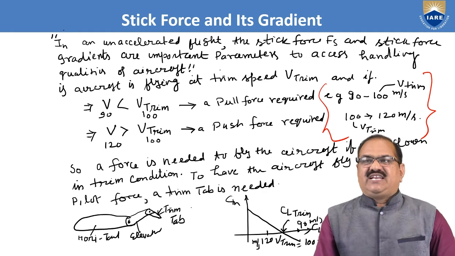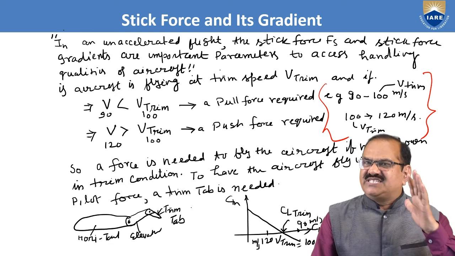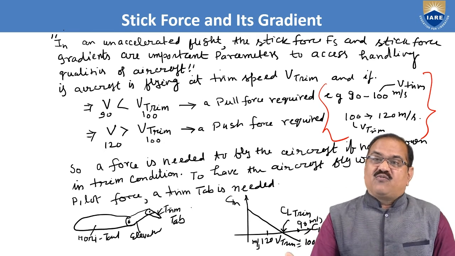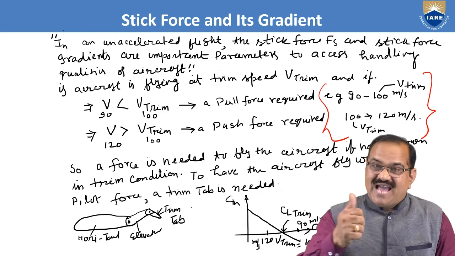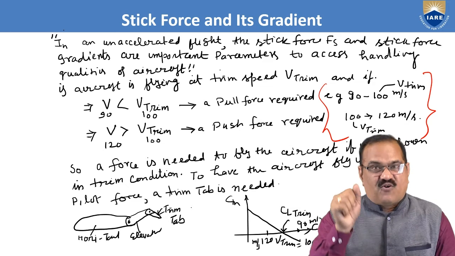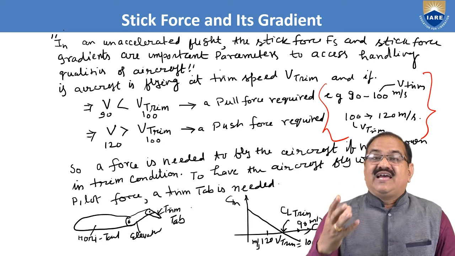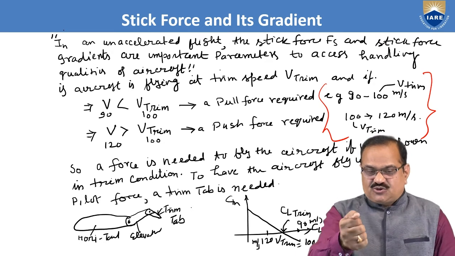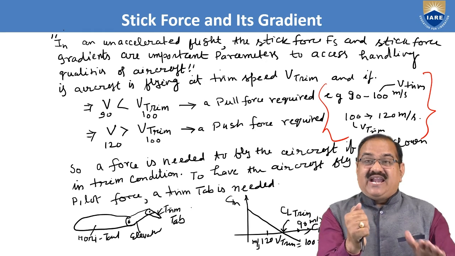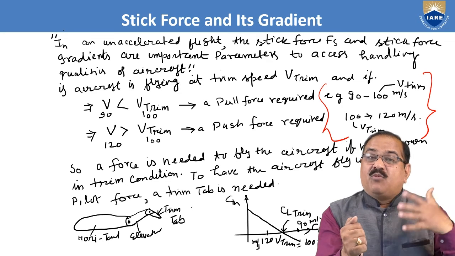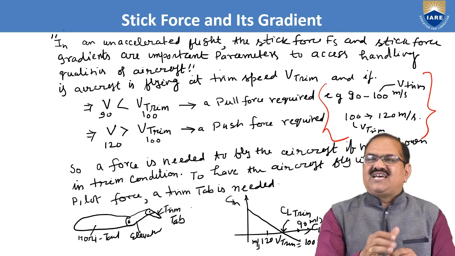So a force is needed to fly the aircraft if not flown in trim condition, because the aircraft is designed for the trim condition. If you want to fly out of the trim condition, then the pilot has to take some action, and if the pilot is taking some action, he has to apply some force. So if the aircraft is flying with less speed than the designed trim speed, then he has to pull it towards the pilot like this. And if the speed of the aircraft is more than the trim speed, then he has to push away. Okay, these are the concepts.